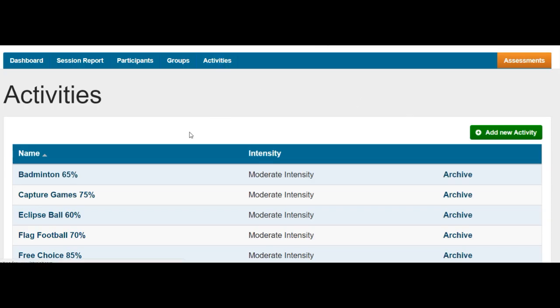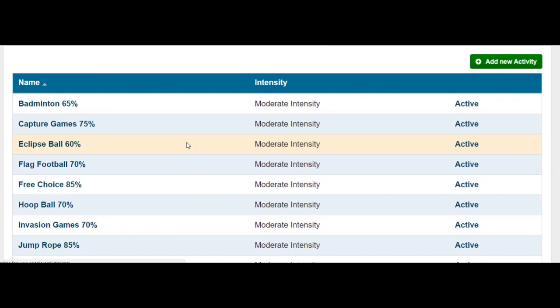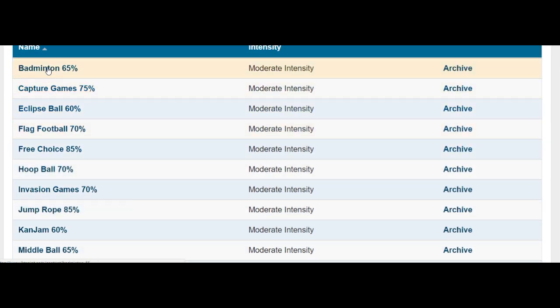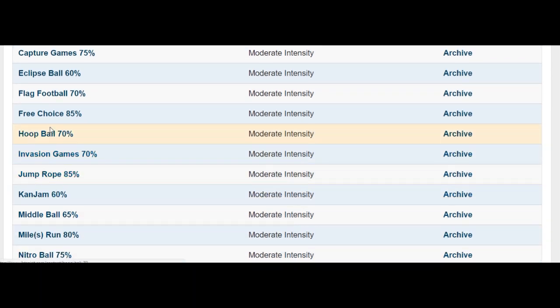Click on activities. And as you can see here in this example, there's a list of various things that are taught throughout the school year. And behind the title of the lesson or the title of the unit, depending on how you look at this, is a percent: 85%, 70%, 65%, 60%. This is the anticipated percent of time that the students will be moving at an MVPA level.